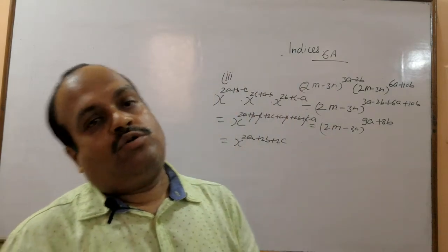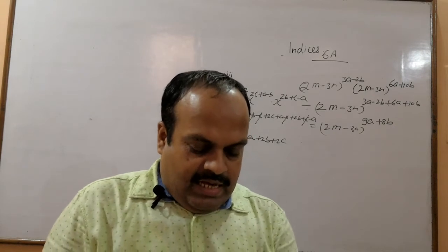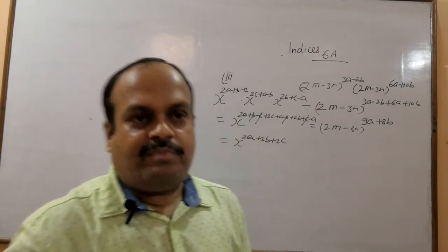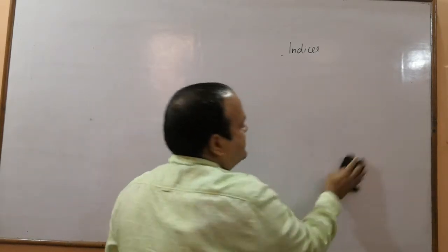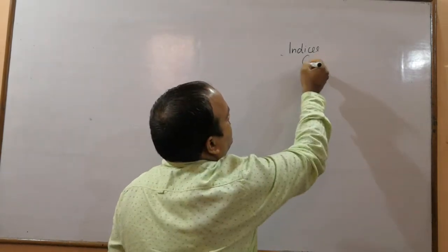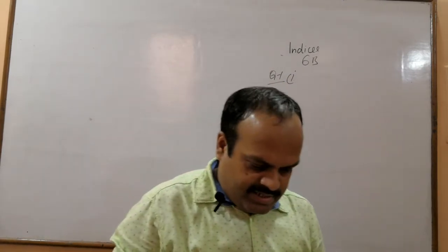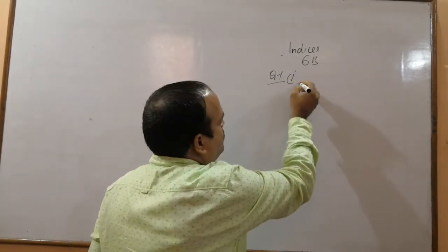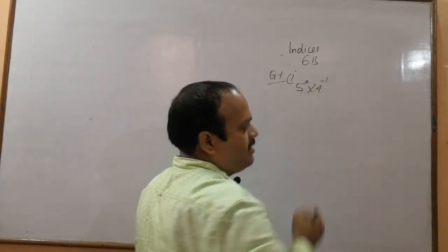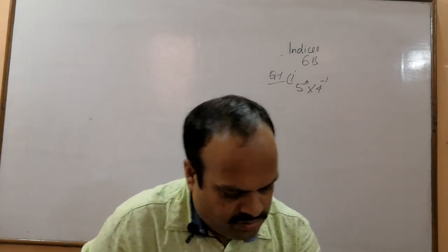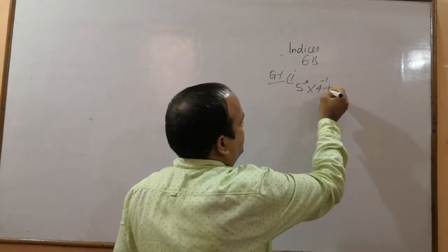Let's do now the questions of exercise 6b. I start with question number 1, part 1. What we have? 5 to the power 0 into 4 to the power minus 1 into plus 8 to the power 1 by 3.